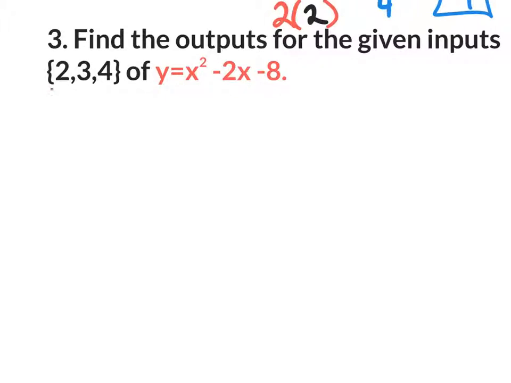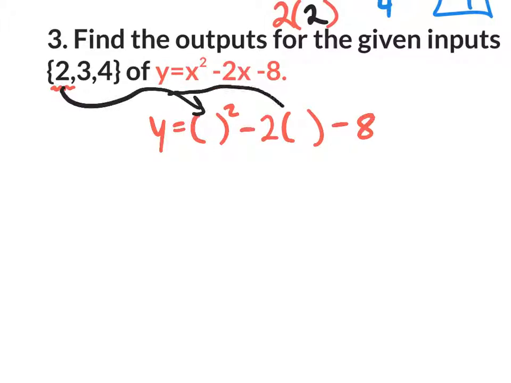If 2 is my input, I need to take that 2 and put it in place of the x's. So let me rewrite everything. Y equals x squared minus 2 times x minus 8. Notice that I put parentheses instead of x's. And now I'm going to take the 2 and plug in that 2 right in there and right in there. So I have a 2 there and a 2 there.